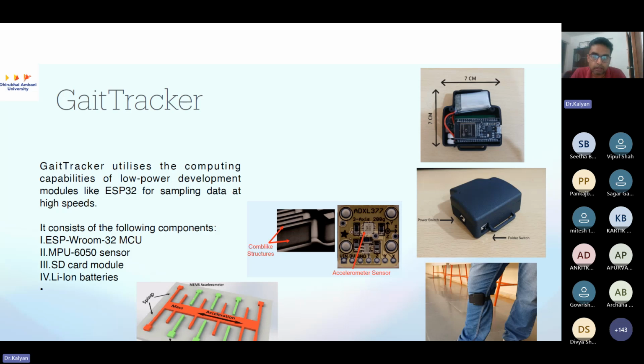Parikshit, if you're there, if you can turn your mic on, you might want to add a few things so I can continue.